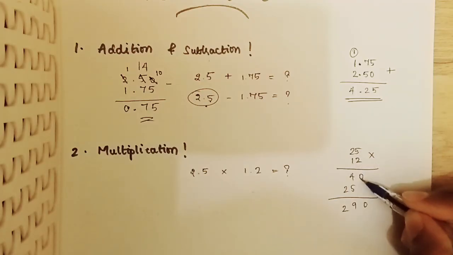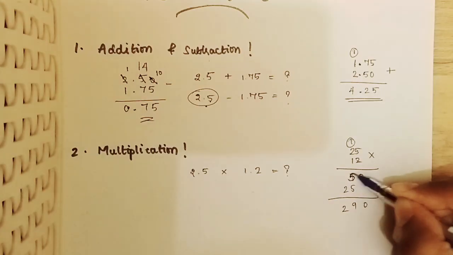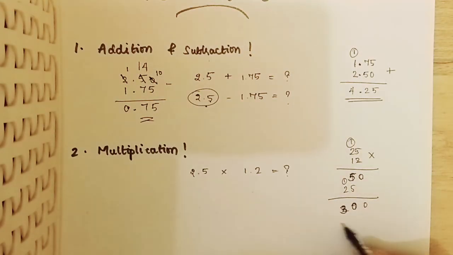Wait. 10, 2 2s are 4. Here comes 5. Okay, so that will give us 300. So the answer will be 300 over here.